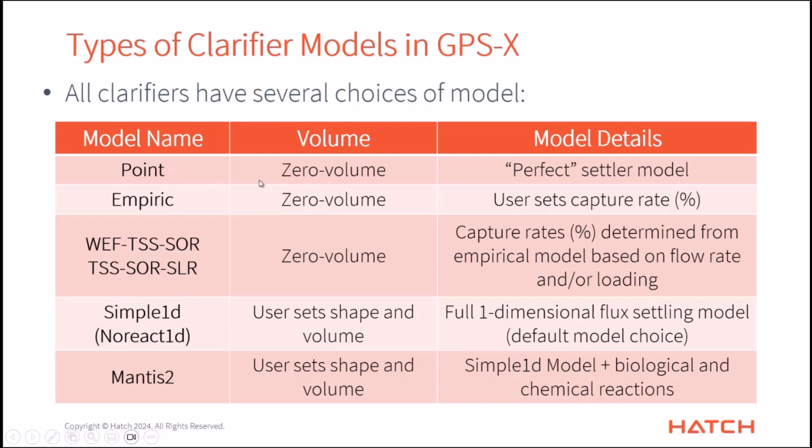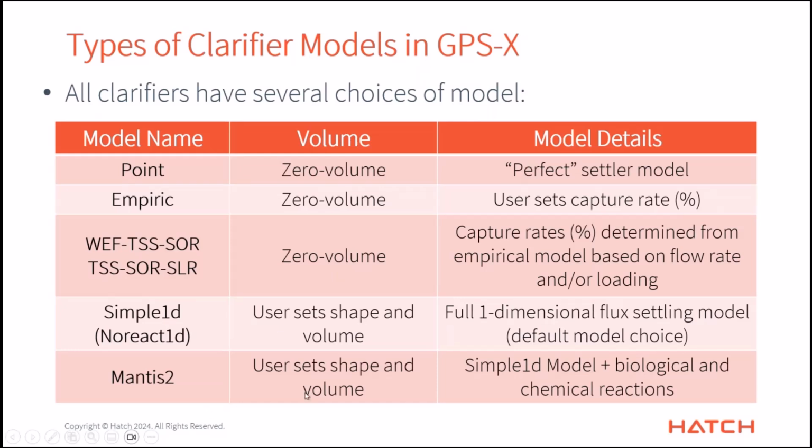By empirical, I mean it's not based on mechanisms. It's based on just a regression or a relationship that you are setting. It's a simplification. It is a zero volume settler. That means that we don't actually calculate any derivatives. We don't do any integration of things over time. We just perform some sort of mass balance on the solids going in and out, and it happens instantaneously. So whenever something changes on the way into the model, it changes immediately on the way out.